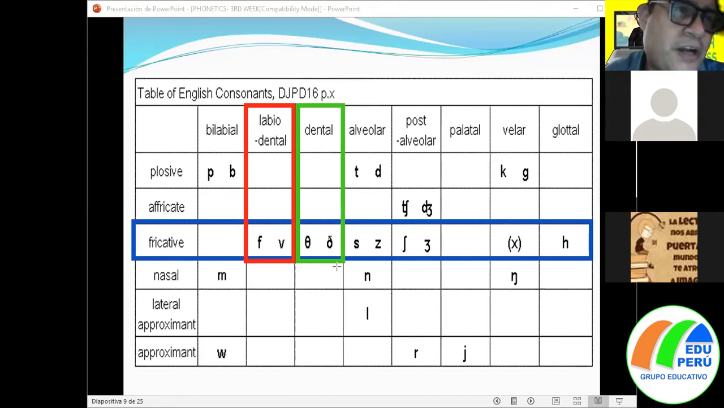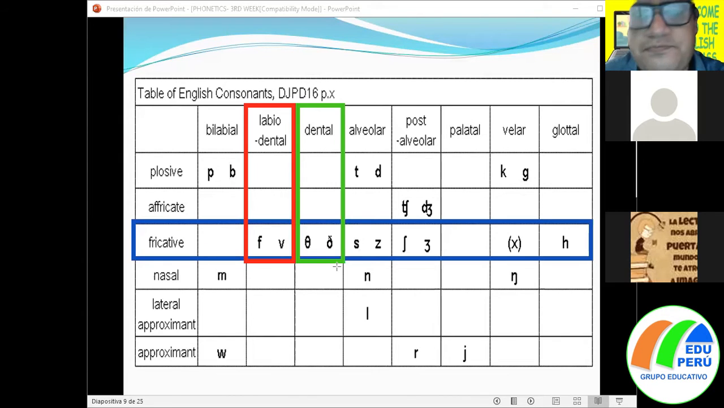You use the front part of your tongue, the tip of the tongue, the center of the tongue, the back part of the tongue. So the tongue is crucial in order to produce sounds. We are not going to produce all consonant sounds with a tongue, but most of them are produced with the tongue. And this is one of the cases, no? The dental or interdental sound.